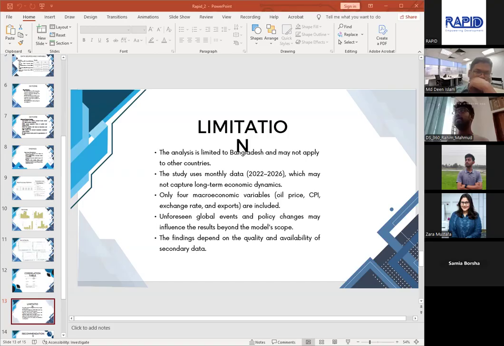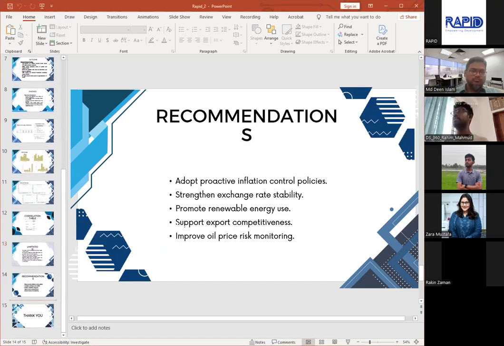Despite this limitation, this study provides evidence on the impact of global oil price shocks on the Bangladesh economy. Moving to the next slide, we can see the recommendations part. Based on our empirical study, we can construct some recommendations. First, policymakers should adopt proactive inflation control measures whenever global oil prices increase. Second, Bangladesh Bank should strengthen exchange rate management to reduce excessive currency depreciation.